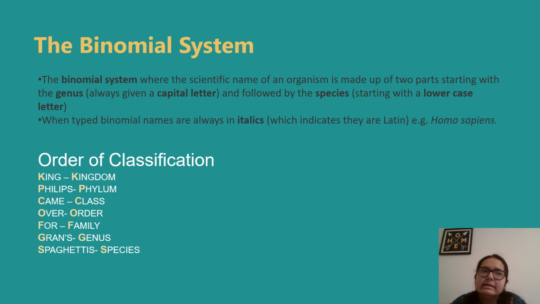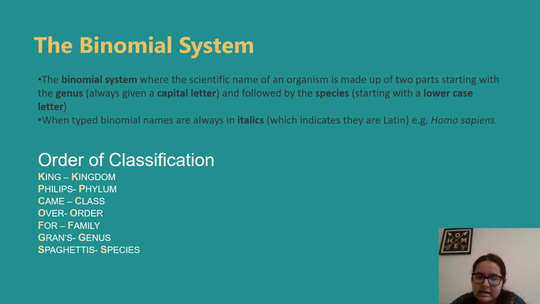Now the binomial system is an internationally agreed system in which the name of the organism is made of two parts, starting with the genus, which always starts with a capital letter, and followed by the species, which starts with a lowercase letter. This is the order of classification: kingdom, then comes phylum, class, order, family, genus, and species.